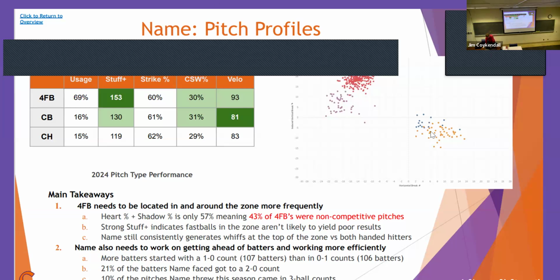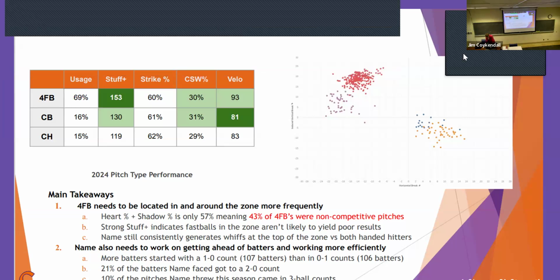And then this graph to the right here is a pitch visualization plot. So basically it shows how much it's moving vertically and horizontally. And when I say vertically, I don't account for gravity in here. It's induced vertical break, so it's how much the spin rate is affecting how much it's dropping, instead of how much it would drop anyway. And the different colors represent the different types of pitches.